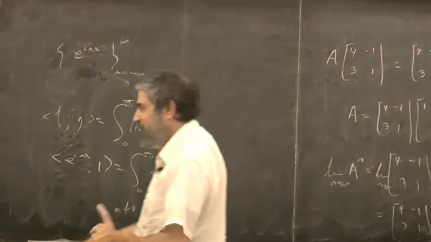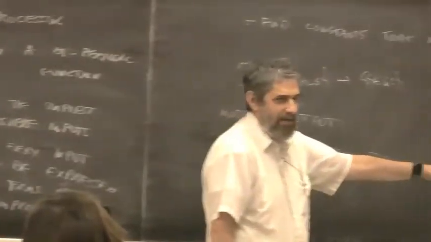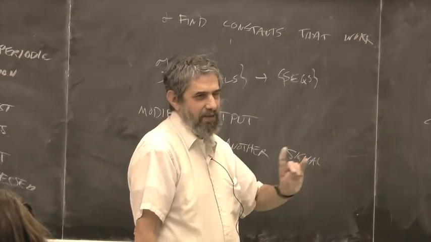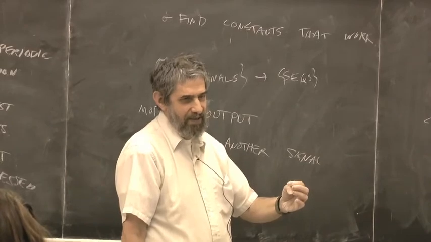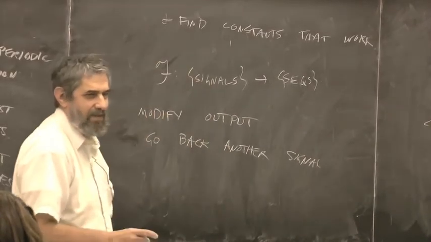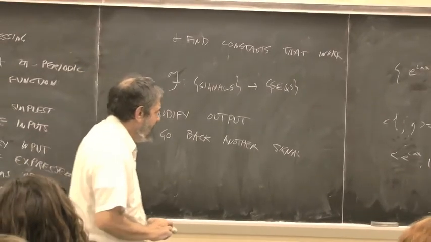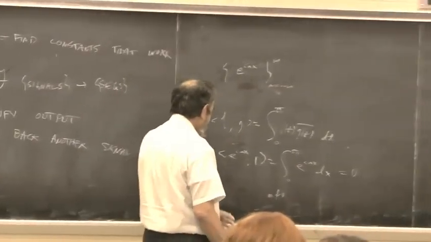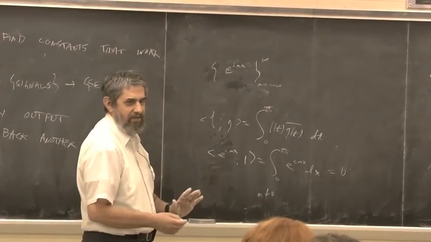It doesn't tell you that it's possible to write the function as a linear combination of these, but it does tell you, if it is possible, how to do it. Wait, I'm sorry. So we're saying that e to the i n x is orthogonal to the constant function equal to 1? Yeah, for every n not equal to 0. They're all orthogonal to each other, in fact.